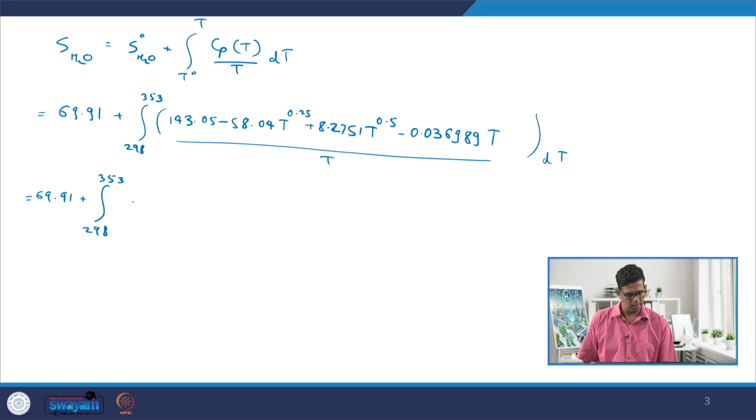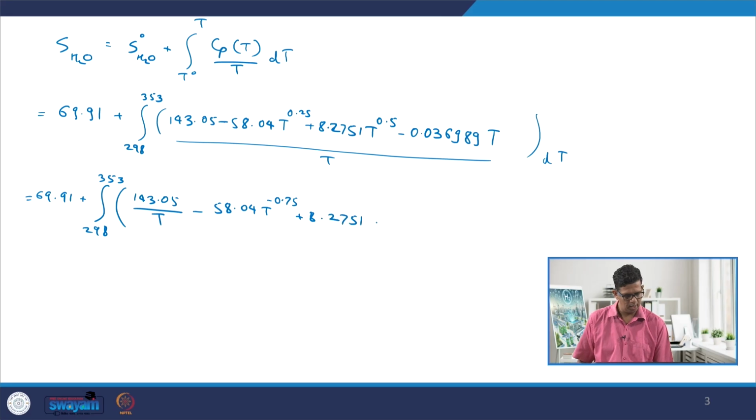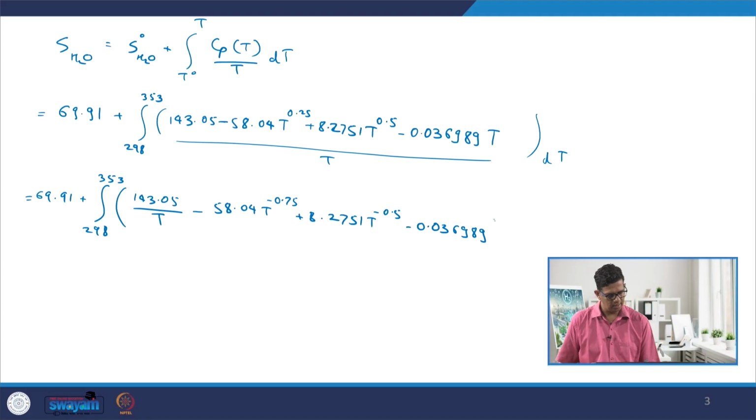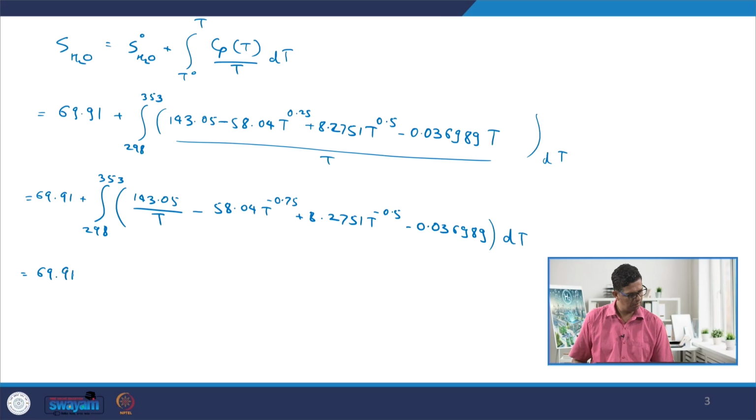So, it is 143.05 by T minus 58.04 times T to the power minus 0.75 plus 8.2751 T to the power minus 0.5 minus 0.03698 times T gets cancelled. So, this is again dT, this is equal to 69.91 plus, let us solve this up.